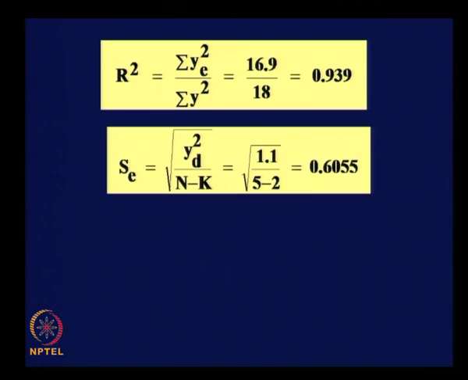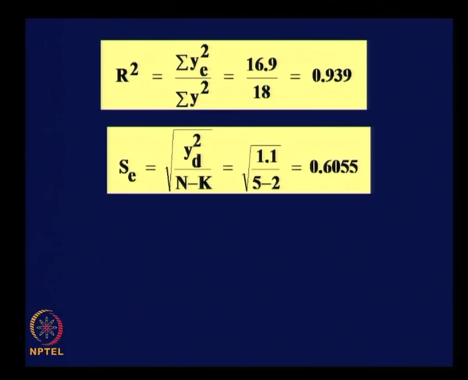And standard error of estimate is equal to square root of sigma yd squared by n minus k. Sigma yd squared is 1.1 as we have seen earlier, and the value of k, the number of degrees of freedom in this particular case is 2 as I said earlier, because the number of statistics to be calculated are x bar and y bar. So 5 is the value of n, total number of observations. So 5 minus 2 gives you the number of degrees of freedom. So this is equal to 0.6055.